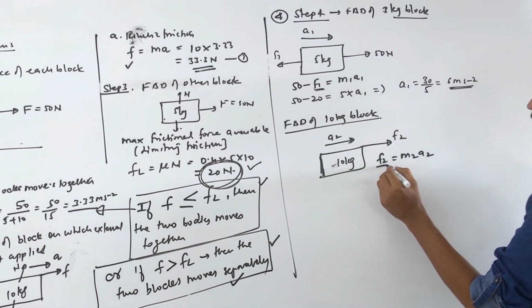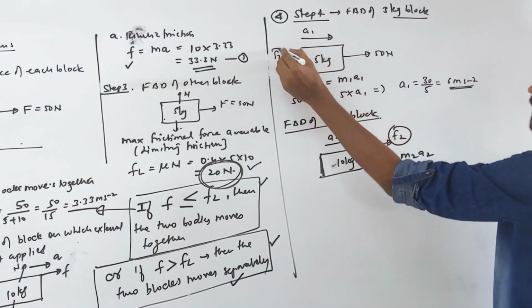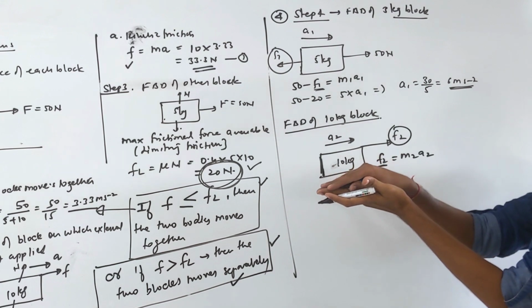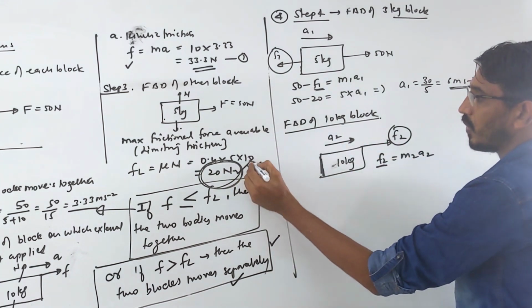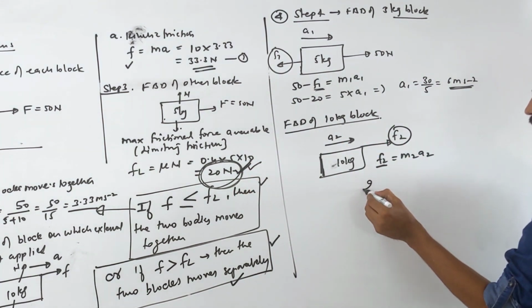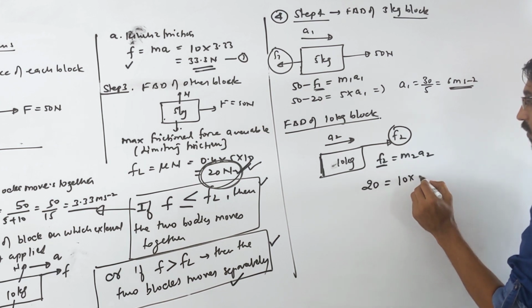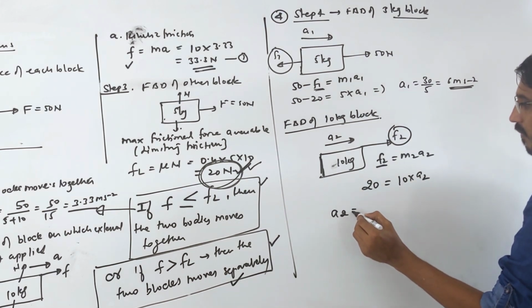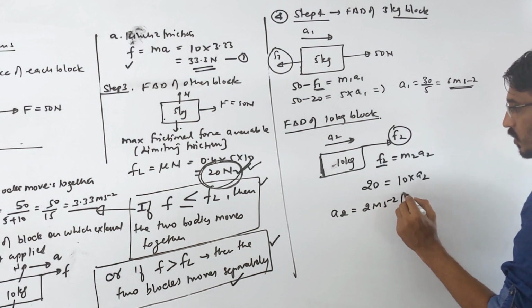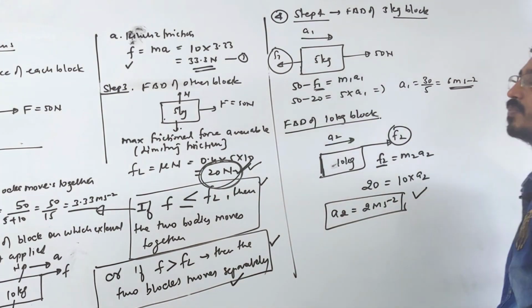The maximum frictional forces are the same, this one and that one, as they are acting between these two surfaces. So that will also be your 20 Newton, this value only you have to use. So 20 is equal to 10 into A2. A2 is 2 meter per second square. That's the acceleration of this block.